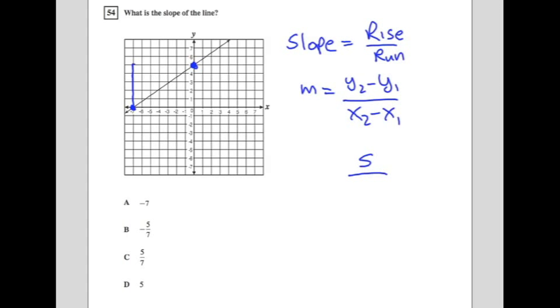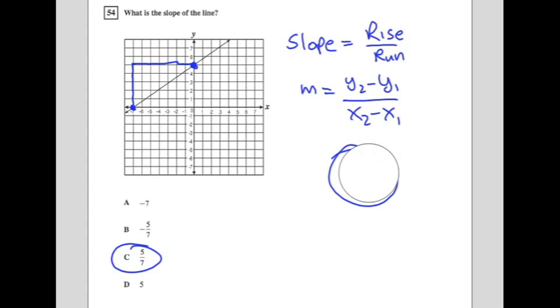My run, I'm running to the right, which means it's positive. 1, 2, 3, 4, 5, 6, 7. So my rise over run is 5 over 7. This can't be reduced. So that pretty much means that this is my slope. My correct answer is C.